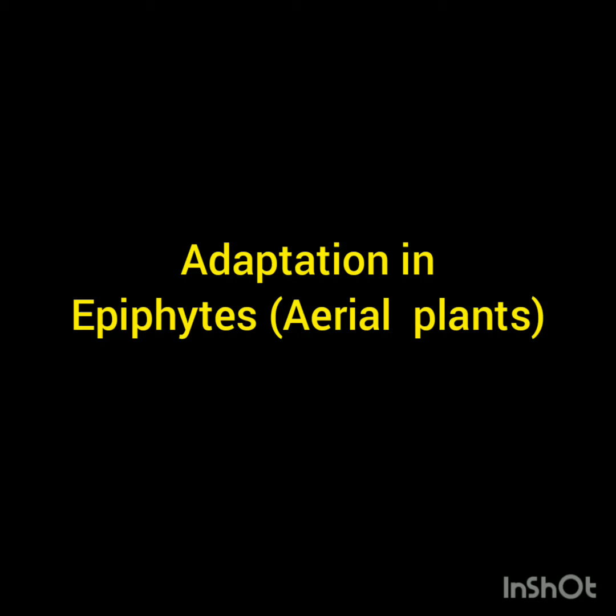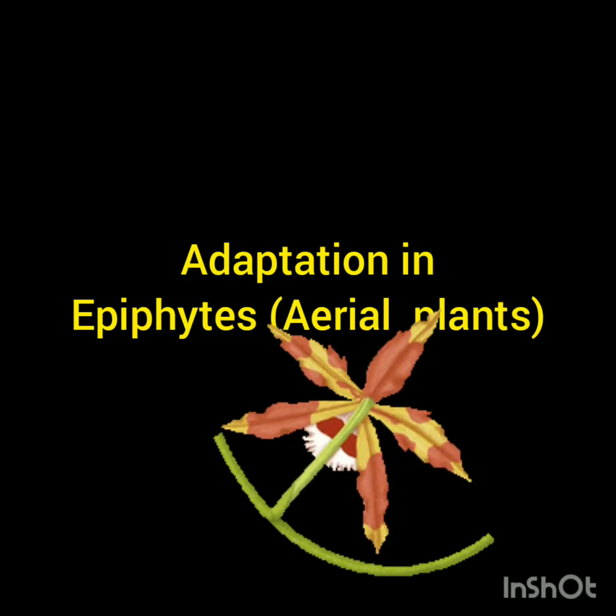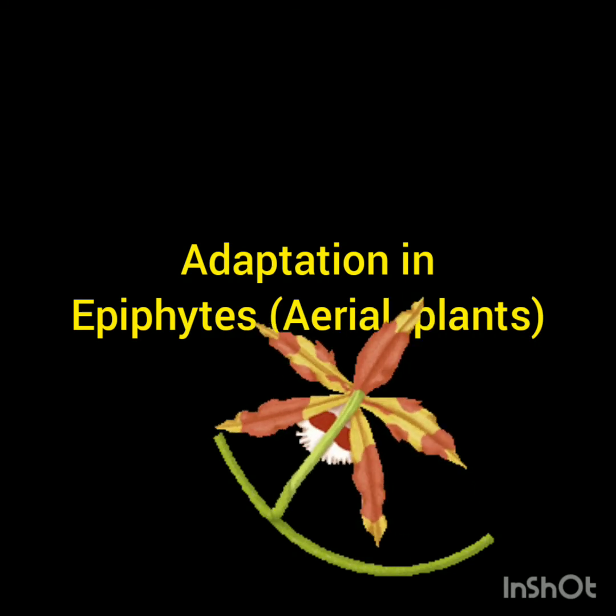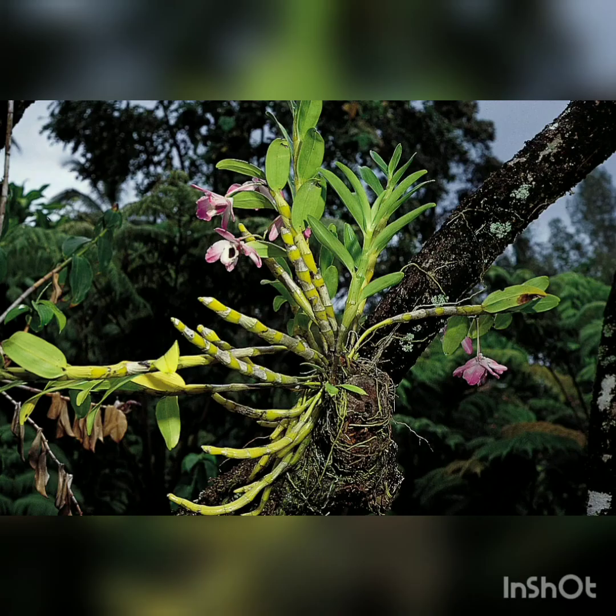Next is adaptation in epiphytes. What are epiphytes? Epiphytes are plants that grow on other plants. Epi means on top and phyte means plant. So plants that grow on other plants are known as epiphytes, and the most common example of an epiphyte is an orchid. Orchids are very common in the hills. You must have seen it.